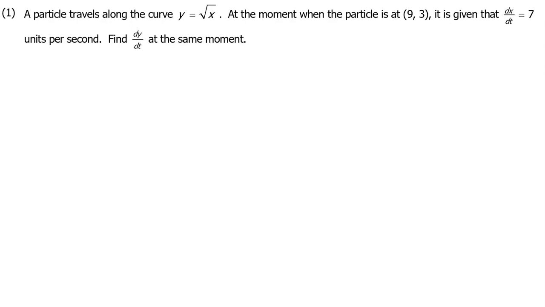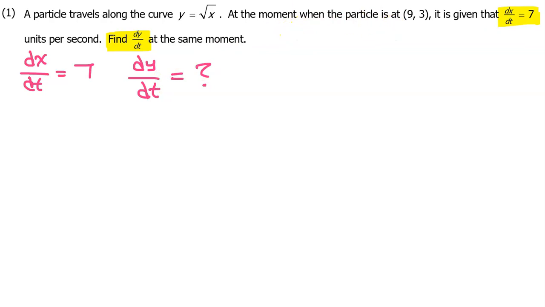First, scan through the problem for any rates that you are given. We are given dx dt is equal to 7 at this particular moment. So let's write that down. dx dt is equal to 7 units per second. We also know that we are looking for dy dt. So I'm going to write that down as well. dy dt is equal to question mark. So these are the rates that we either have or we have to find.